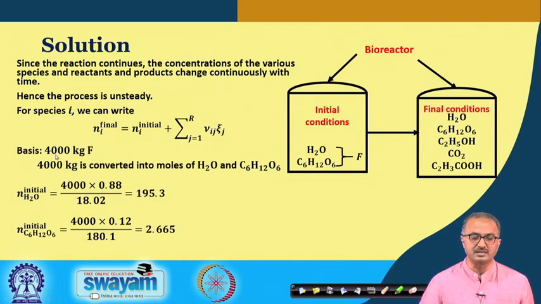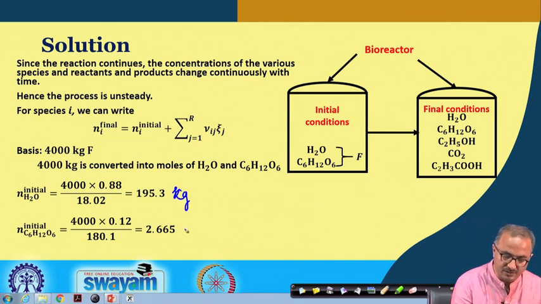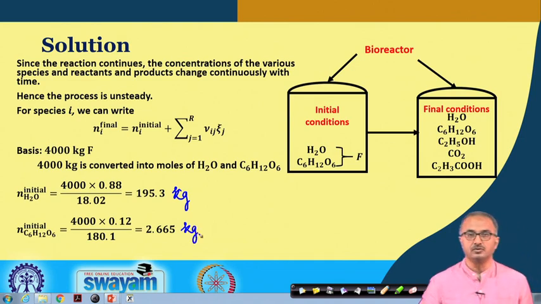So, now we take the basis as 4000 kg of feed as given in the problem, and this 4000 kg is converted into kg of H2O and glucose. From the percentage we know that it is 88%, and as I told you, for liquids by default we take it to be the mass percentage. So we get the total amount, that is 195.3 kg of H2O and 2.665 kg of glucose. So, this is kg of water and this is kg of glucose. Okay.